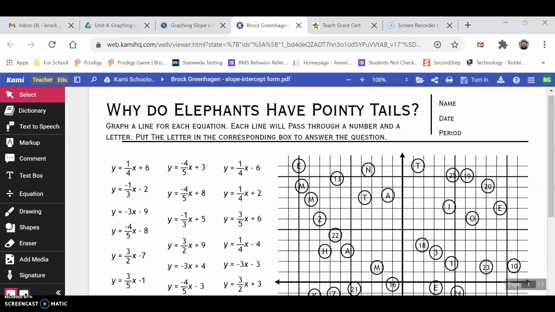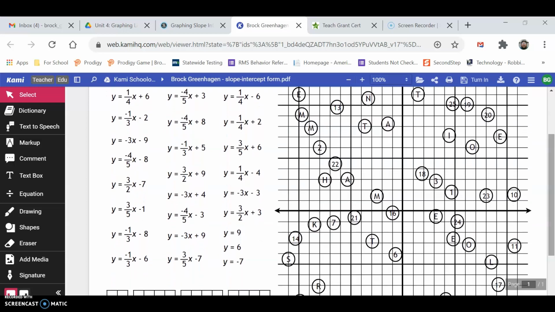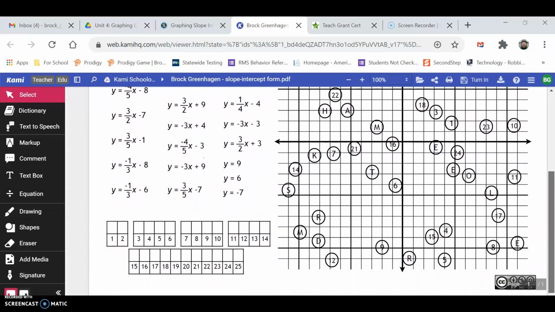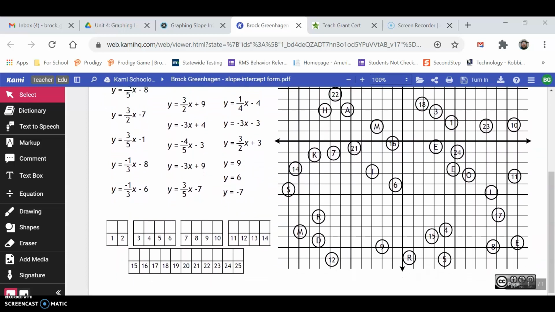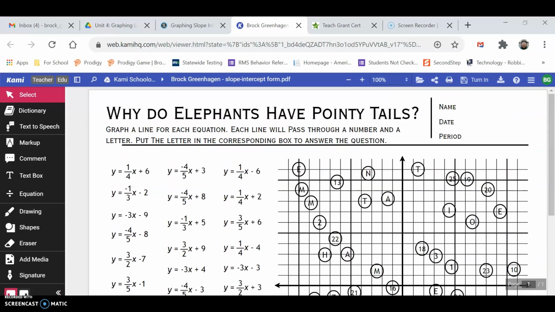Alright guys, for this assignment you are going to be using the slope-intercept form, and you are going to need to graph all of those equations that are over there on the left-hand side. And when you do that, you're going to figure out the solution to all of these boxes that are down here on the bottom left. Okay, so I'm going to give you an example of how to do that on the first one.